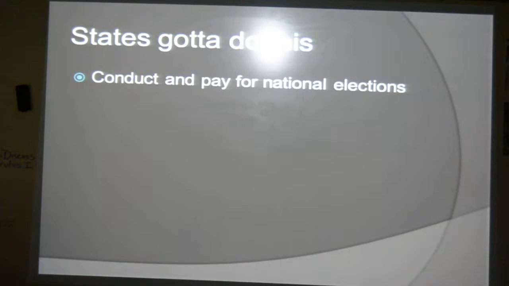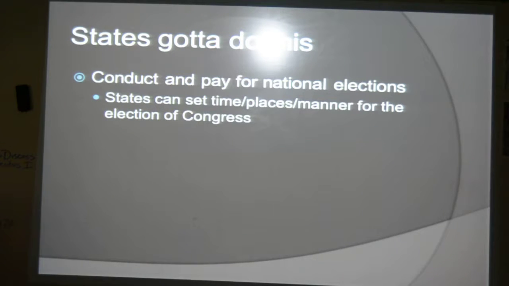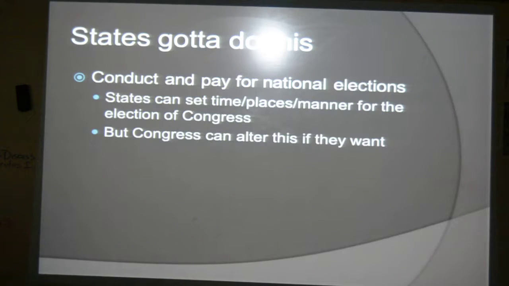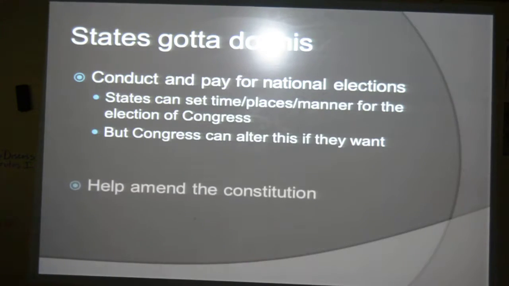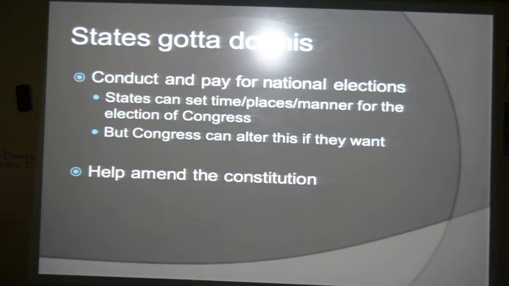Now there's some things that the states have to do. The big one, conduct and pay for national elections. You notice, presidential elections, it's here around here. They pay for those elections. The states can set the time, places, and manner for the election of Congress. You know, if you've ever voted or seen somebody vote, they've got those little computer tablets that they do it on. Congress can alter it. They help amend the Constitution.